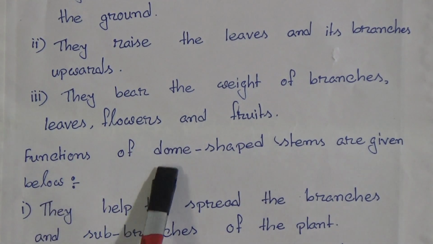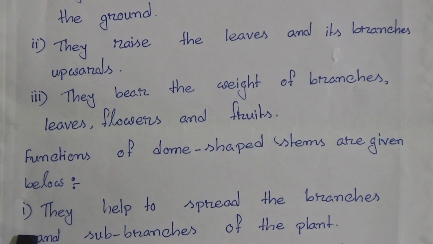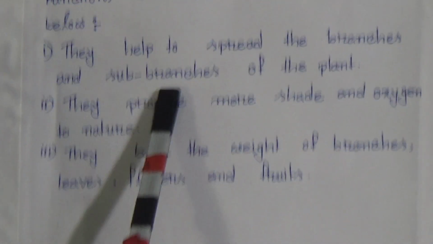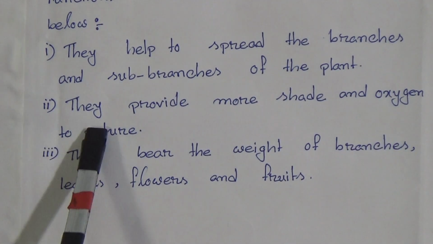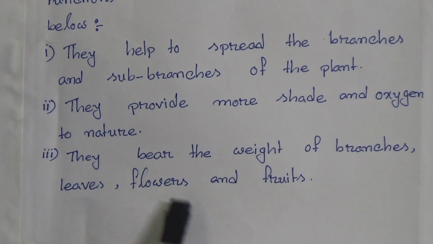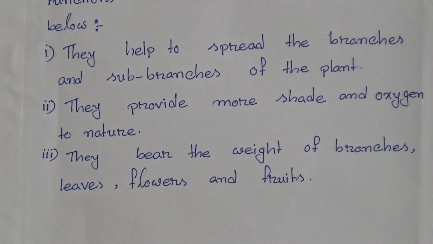Now, functions of the dome-shaped stems are given below. Number 1. They help to spread the branches and sub-branches of the plant. Number 2. They provide more shade and oxygen to nature. Number 3. They bear the weight of branches, leaves, flowers and fruits. Here is the discussion of the two types of stem.